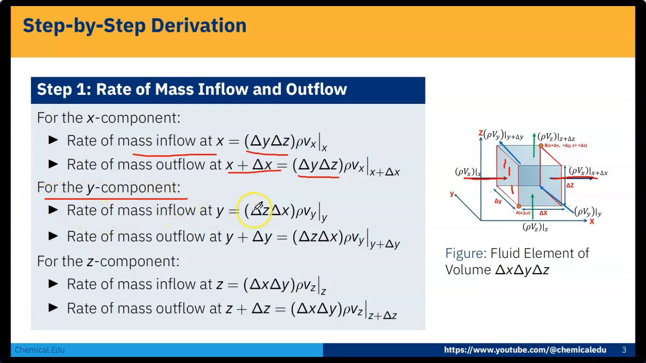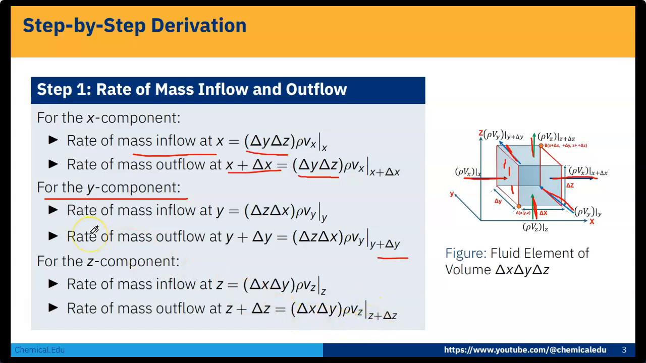For the y component, this direction, rate of mass inflow at y is del z del x rho Vy at y. Rate of mass outflow at y plus del y is del z del x rho Vy at y plus del y. For the z component, rate of mass inflow at z is del x del y rho Vz at z. Rate of mass outflow at z plus del z is del x del y rho Vz at z plus del z.